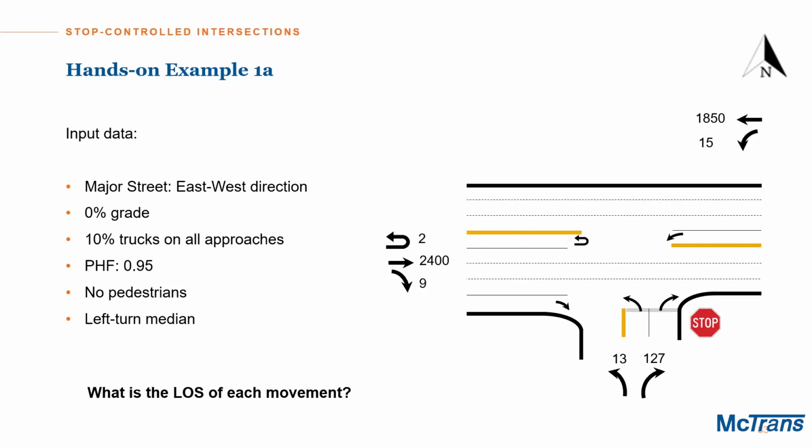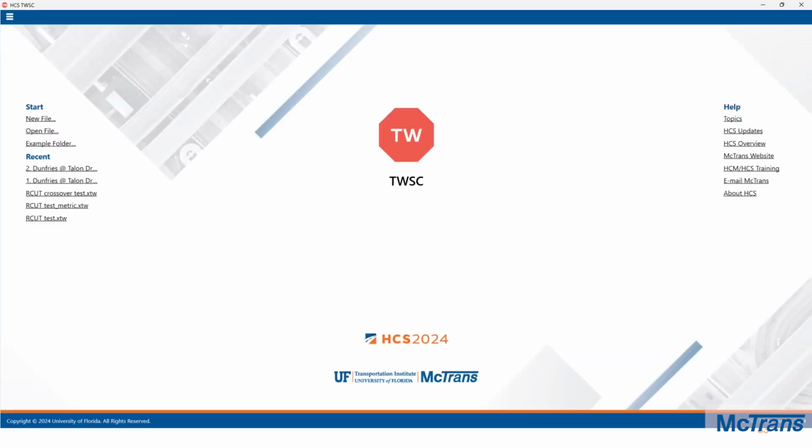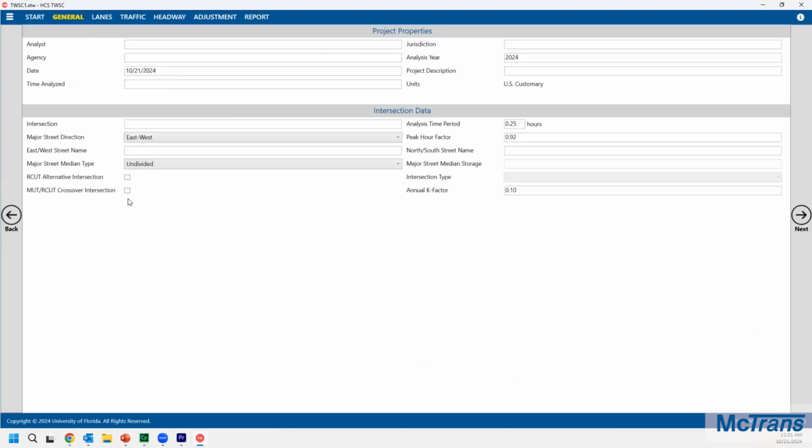All the data required for this problem is shown over here. So we have our turning movement volumes, truck percentages, peak hour factor, grades. And with that, let's get started with our two-way stop control module in HCS. We can start a new file. On the first step, let's make sure we set our major street direction as east-west. We need to do this correctly at the beginning, otherwise we have to reset our lane modeling.